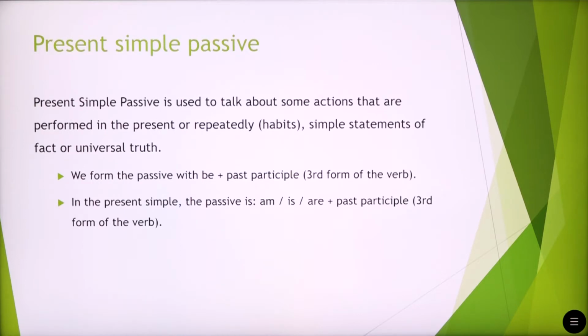How to form the passive voice using the present simple tense: it is the verb be plus past participle. In the present simple, the passive is am, is, are. So the verb be should be used in the form am, is, are, plus the past participle, the third form of the verb. As we all know, it takes the ending s.